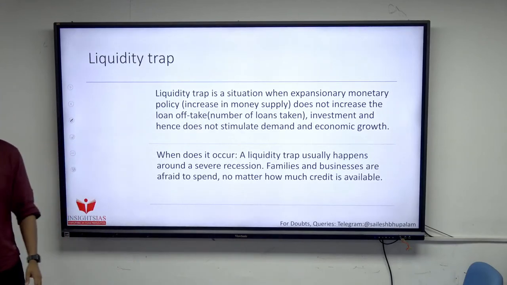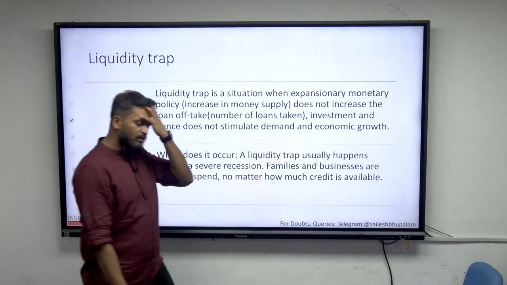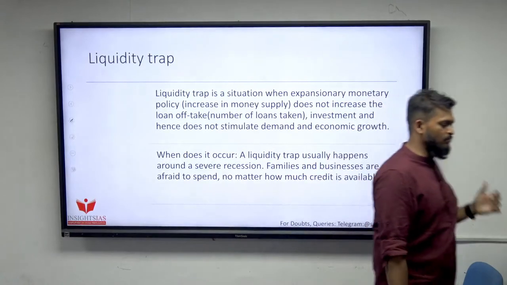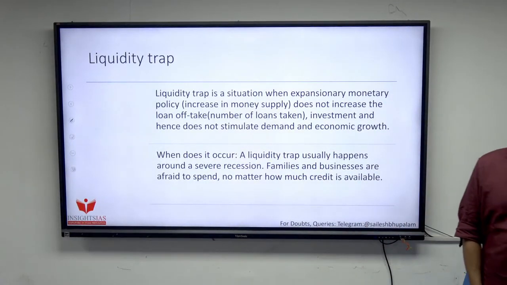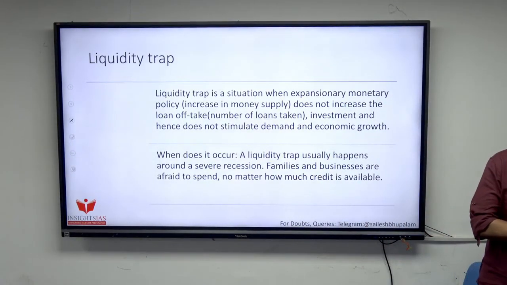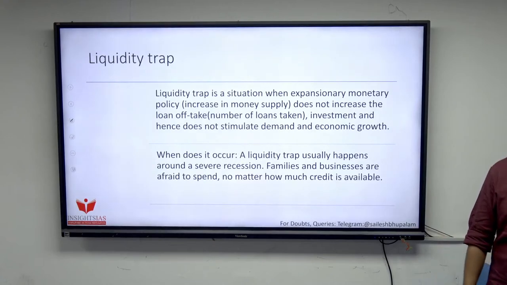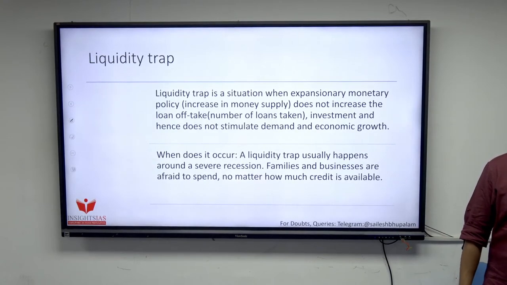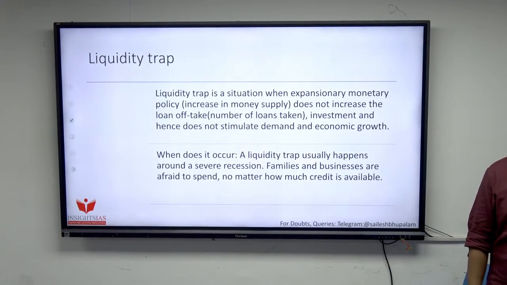Then liquidity trap. This is also important. Liquidity trap means, consider the metaphor that we have considered earlier. In this aeroplane, two pilots are there. One is fiscal policy, another is monetary policy. Imagine, as of now, there is a recession. Some sort of problem has occurred, like the COVID recession.